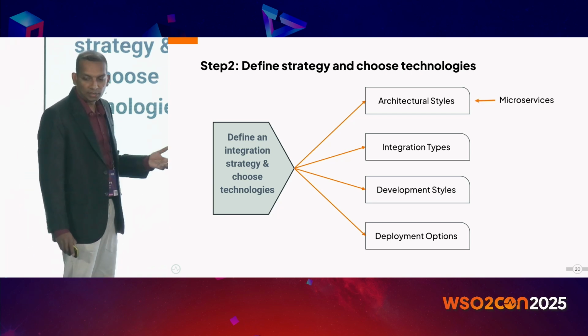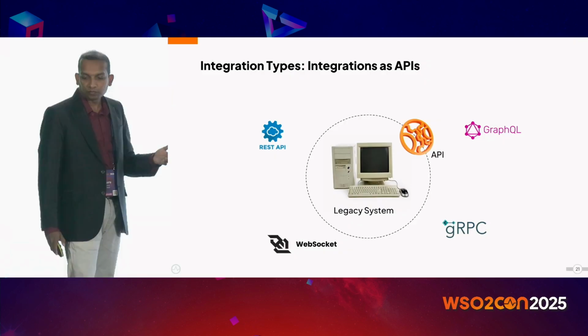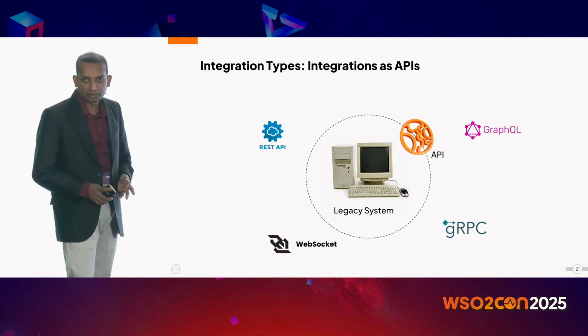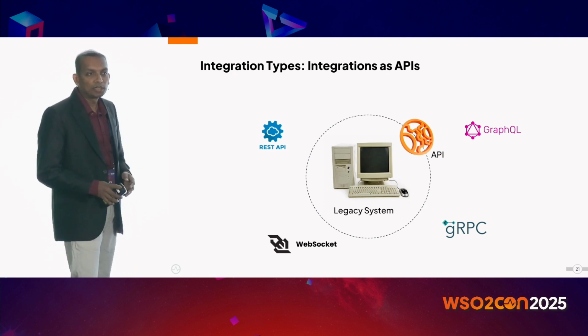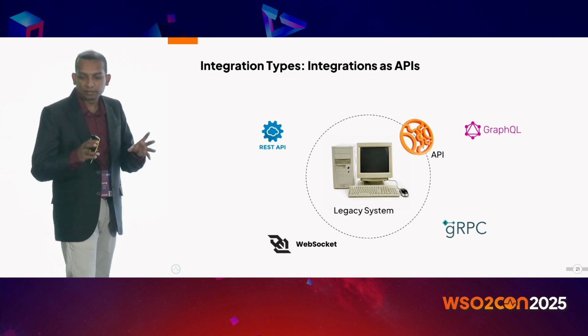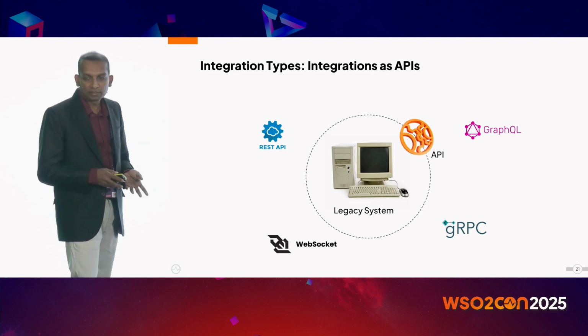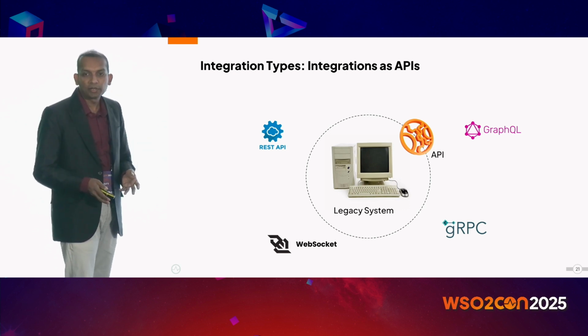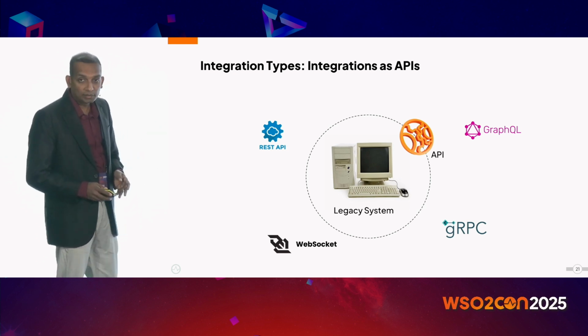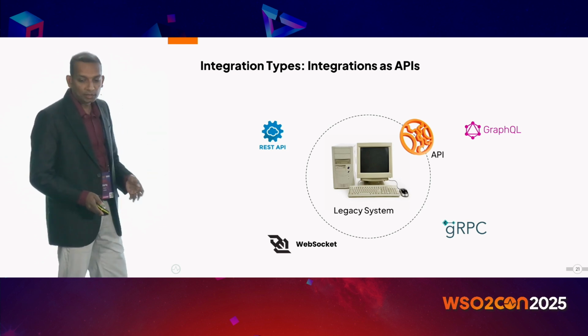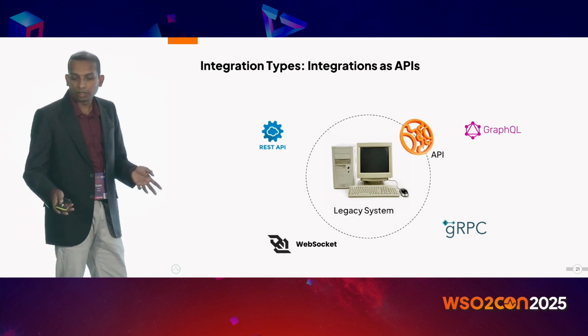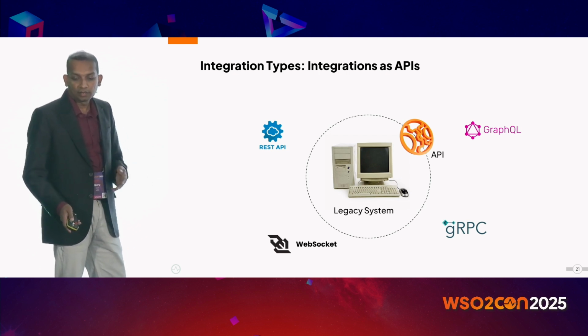Okay, so the next thing is integration types. We have several integration types. The first one is integration as APIs. Here the legacy system is wrapped and exposed as an API to the consumers. In most cases today we are using RESTful APIs to do this, but integration as APIs is not limited to REST APIs. There are other protocols like GraphQL, gRPC, and WebSockets.